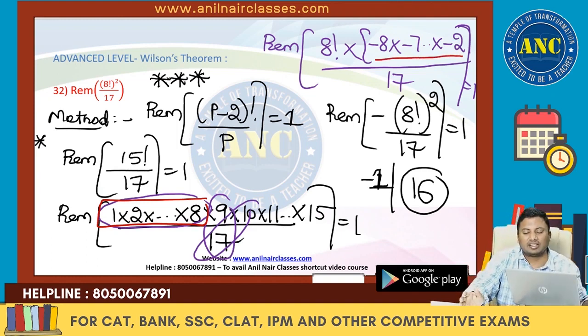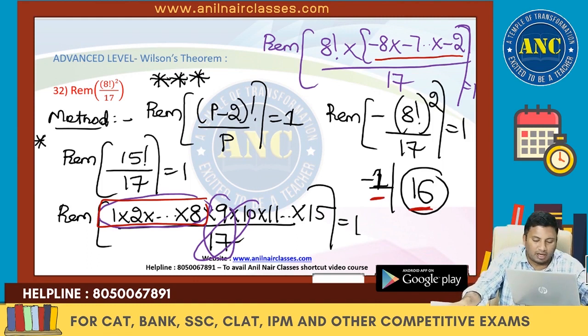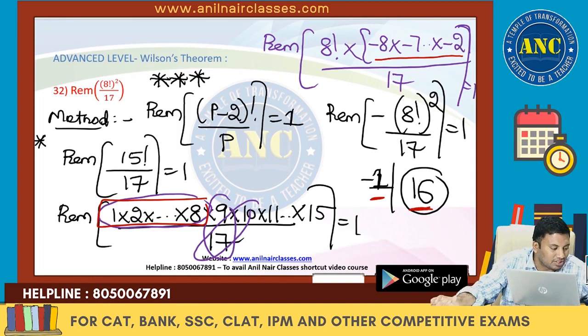There are 7 negatives. If you multiply 7 negatives, I will get a negative. So minus 8 factorial whole square by 17; if I multiply with minus on both sides, the right hand side will be minus 1. The positive remainder will be 17 minus 1, which is 16. I hope this problem is clear. Kindly reply in the live chat.